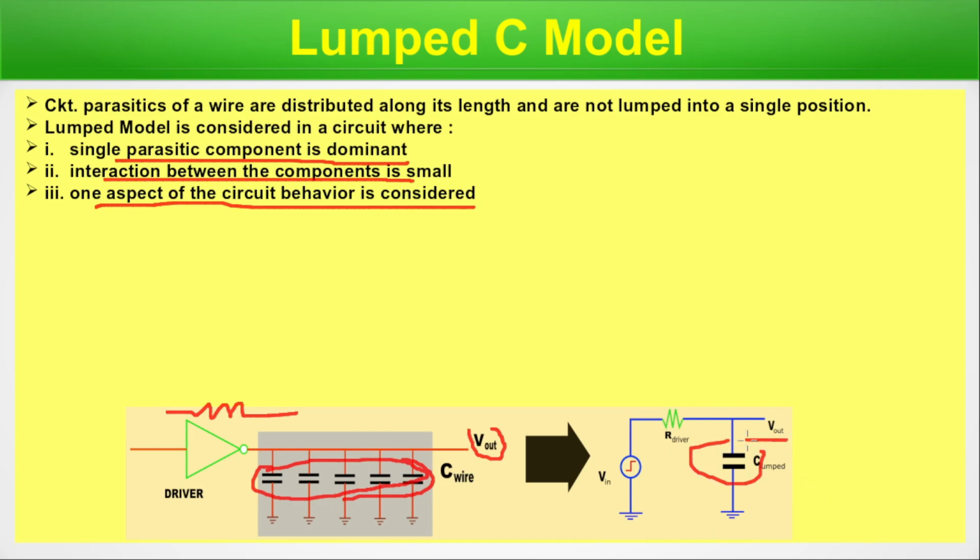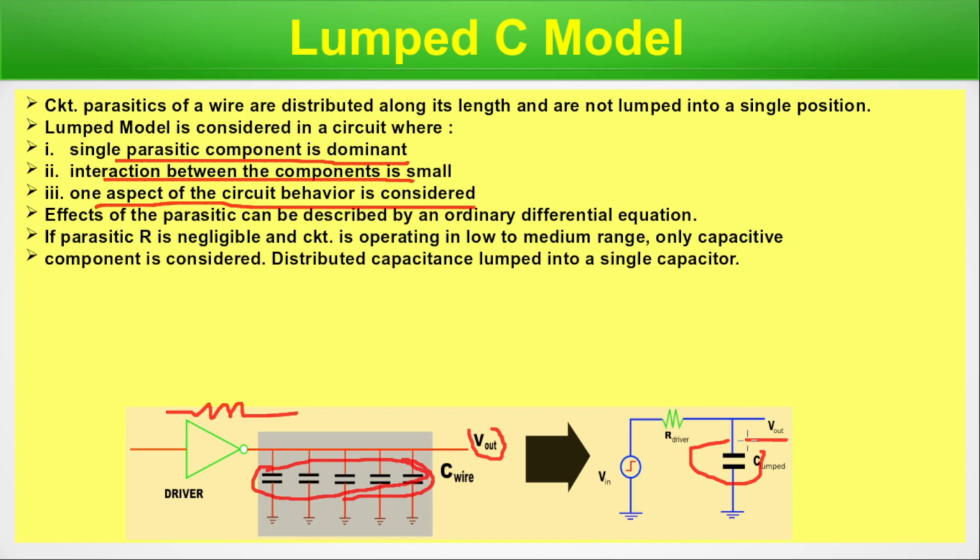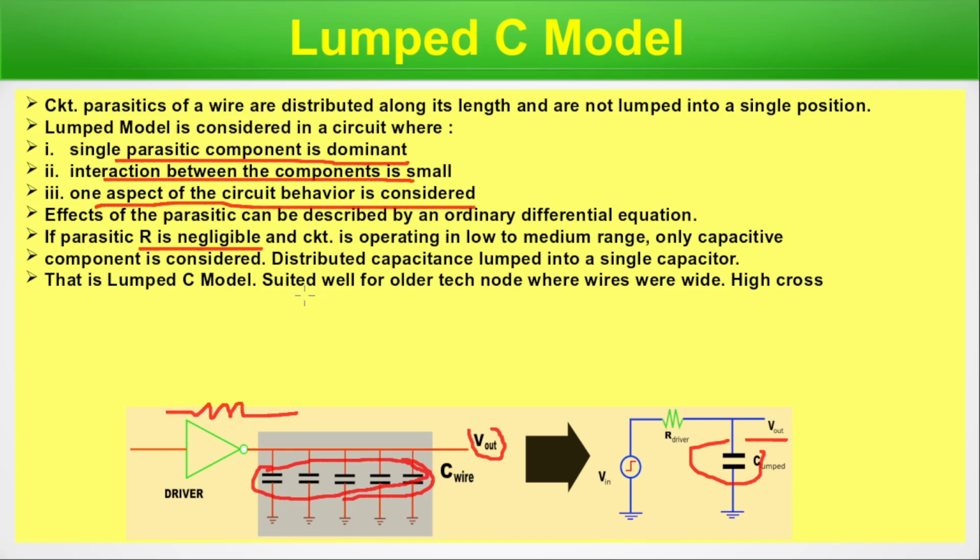Effects of parasitic can be described by an ordinary differential equation. That's one point. If parasitic R is negligible and the circuit is operating in low to medium range, only the capacitive component is considered. Distributed capacitance is lumped into a single capacitor. There is a condition that it's operating in low to medium range, and resistance is negligible if the technology node is on the matured side. That is the lumped C model, suited well for older technology nodes where wires were wide. High cross-sectional area A means less R. So resistance is not that dominant.